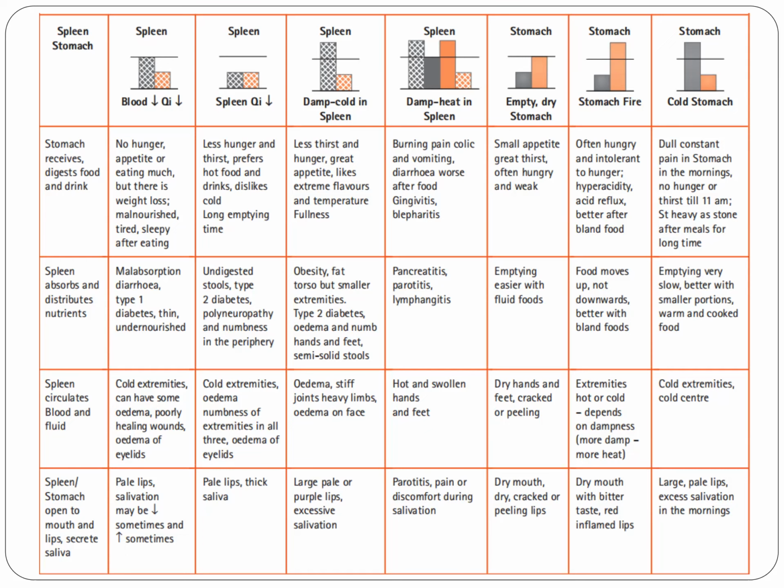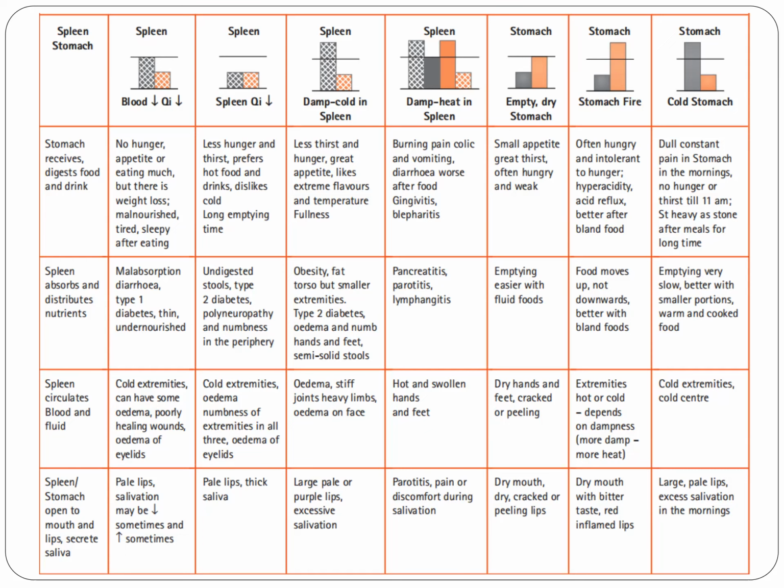Next, we have parotitis, pain or discomfort during salivation. That's damp heat in the spleen. Dry mouth, dry, cracked, or peeling lips. I think I can relate to this. The peeling lips, damp heat in the spleen.